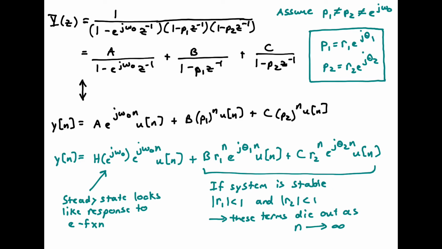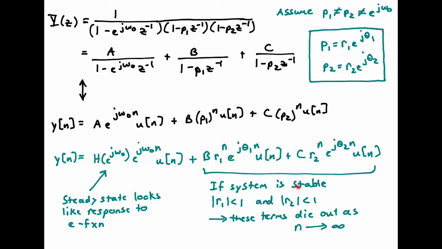So this is the same solution as written on the previous slide, but if we look at this, it is a steady state solution, right? And it looks basically like a response to an eigenfunction. If we didn't have the u of n here, and we had e to the j omega 0 n going in for all time, the output would just be H of e to the j omega 0 times e to the j omega 0 n. All right. It isn't going in for all time, so we're going to end up with a u of n here. But now we have this second term that depends on the system poles.